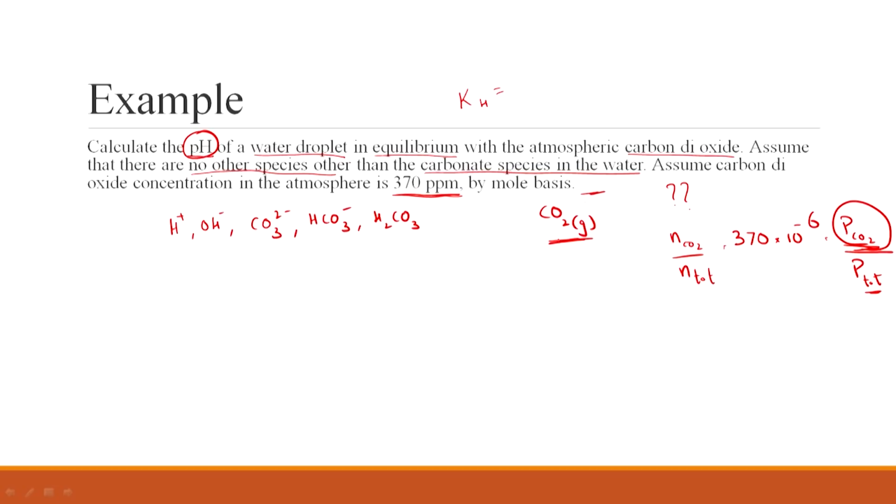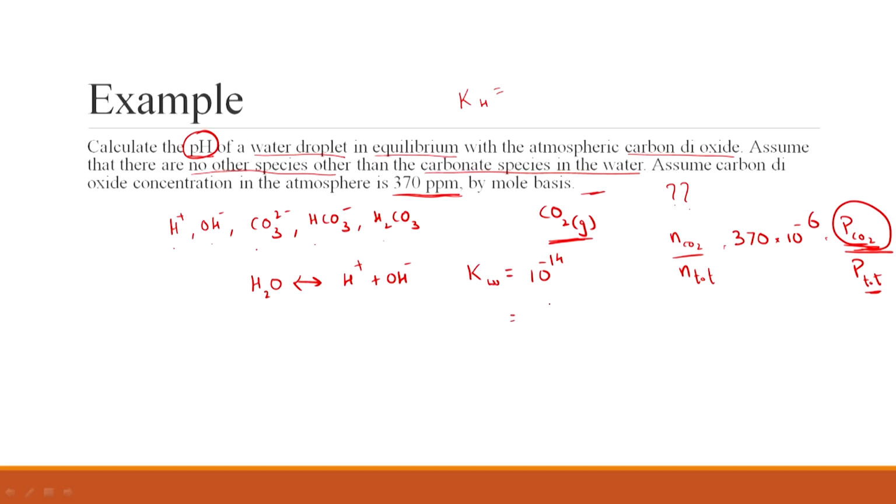So, how do we move on now? I have 1, 2, 3, 4, 5 unknowns, so I need 5 independent equations. One is with respect to the dissociation of water, H2O giving H+ and OH-. For this you have the water dissociation constant, 10^-14.